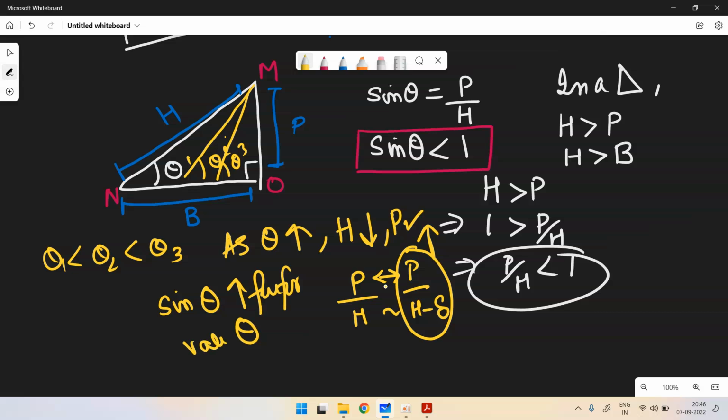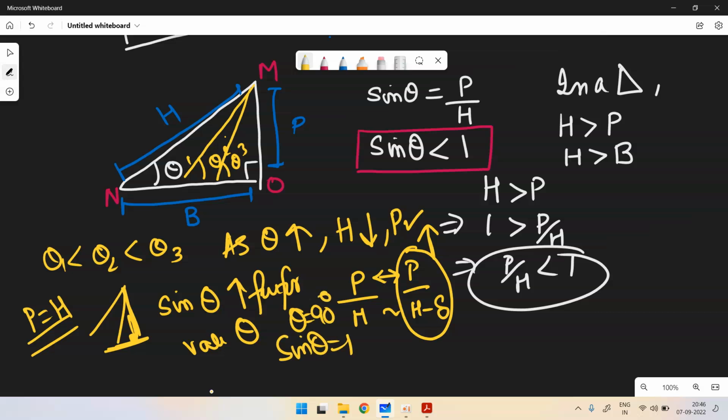At some point this becomes 90 degrees. If theta becomes 90 degrees, then this perpendicular becomes the hypotenuse, and in that case only sine theta will be 1, when theta is 90 degrees. So this is true here also: sine theta is less than or equal to 1. So what is the minimum value of sine theta?